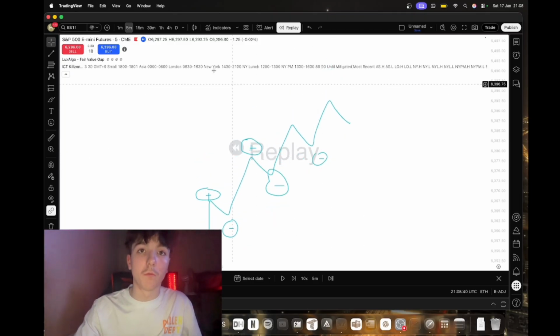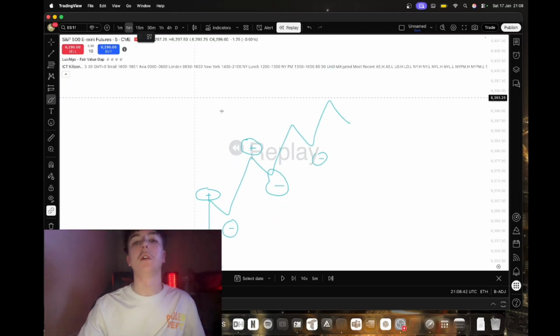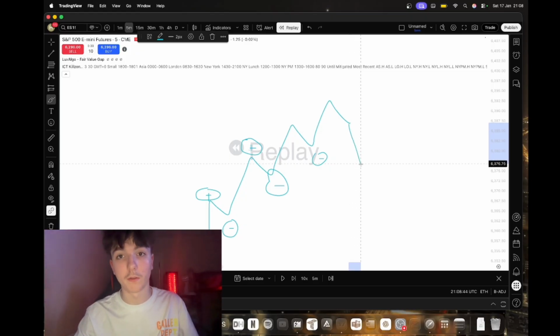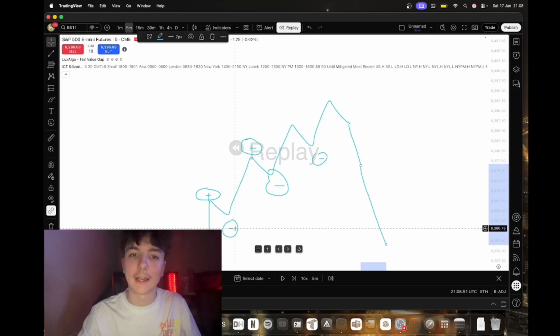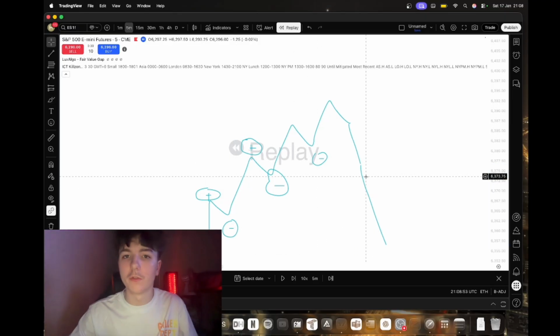So what are they likely to do in order to fill their orders? Drive price down. Look at this. We've just collected all of these sell orders. We've just collected them all. They've all been sold now.